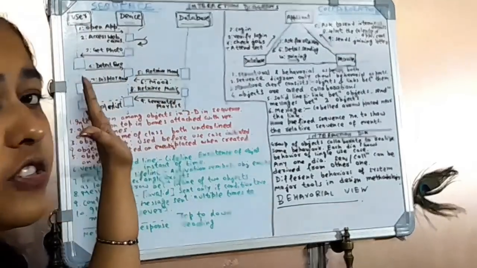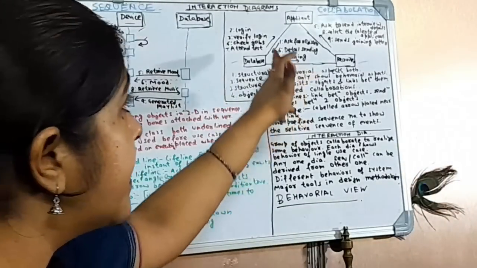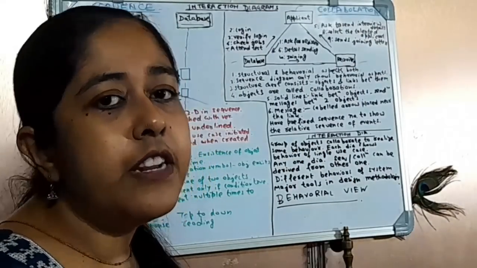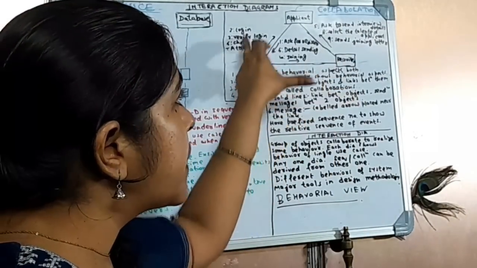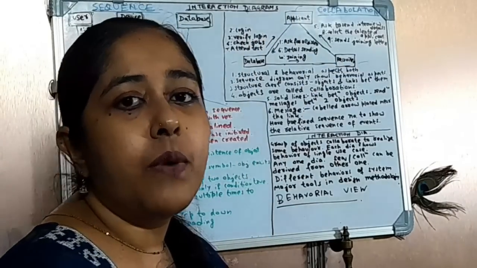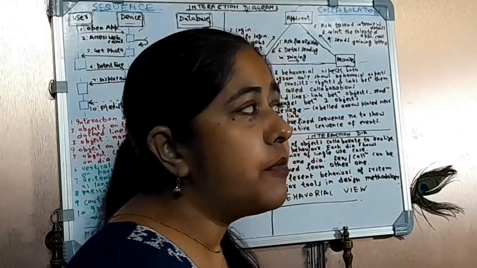Here no such structure is shown. Okay, here only the behavioral aspects, what is the behavior. But here the structure is also shown and the behavior is also shown. So these two aspects will be shown, what is the link up as well as what is the behavior, what is the interaction going on. These two things will be shown with the help of collaboration diagram.